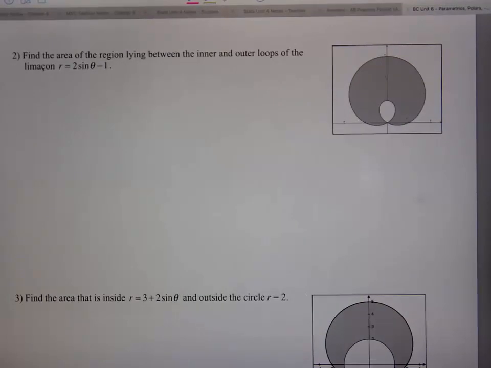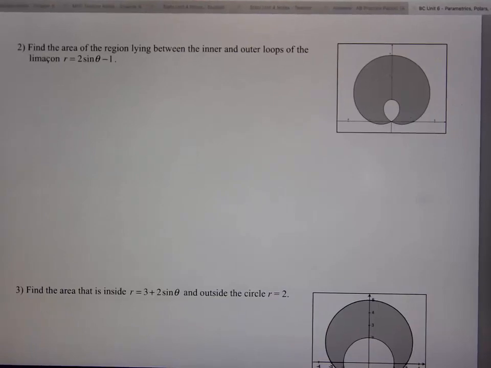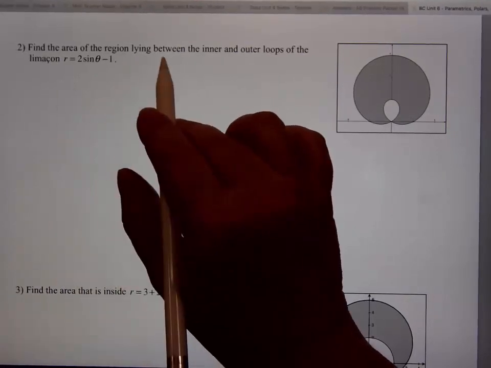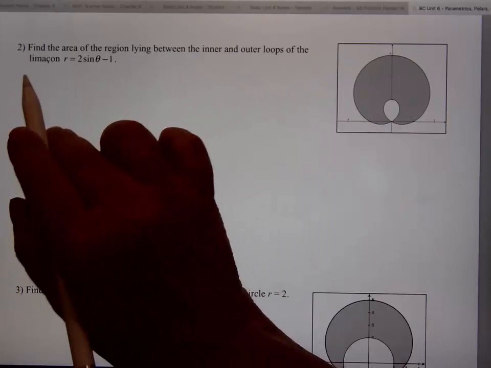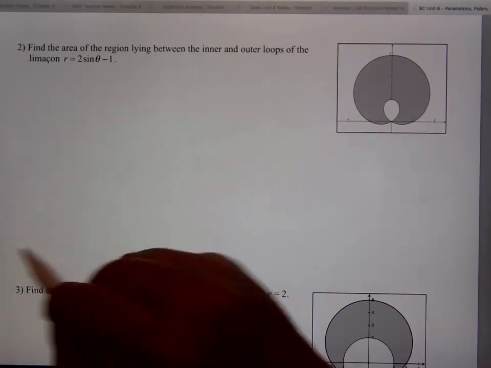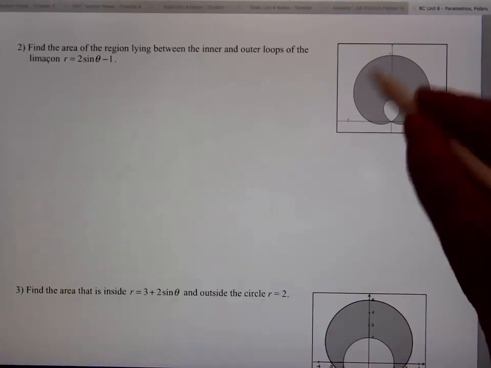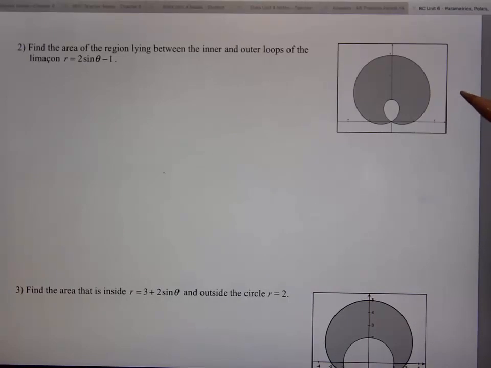All right. They like to ask questions about outer and inner loops and about polar graphs laying on top of each other. So let's take a look at this. Find the area of the region lying between the inner and outer loops of the limacon r equals 2 sine theta minus 1. So this is all one graph, but it loops over itself in the center. But they only want to find the area of the shaded part.